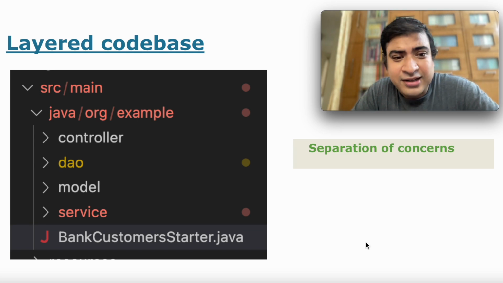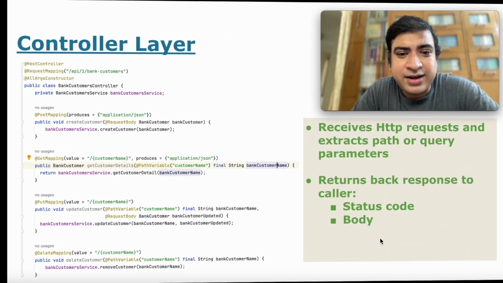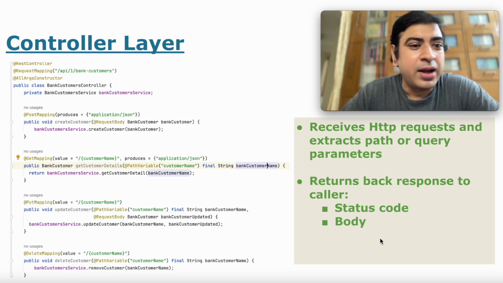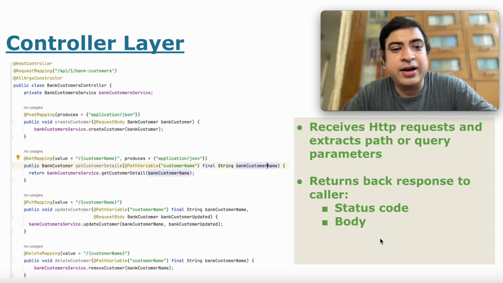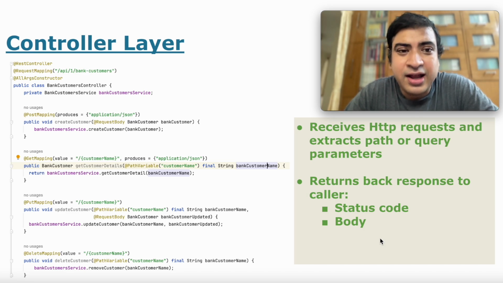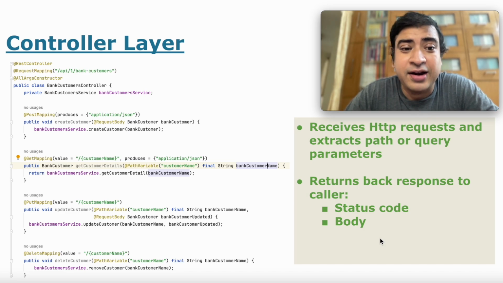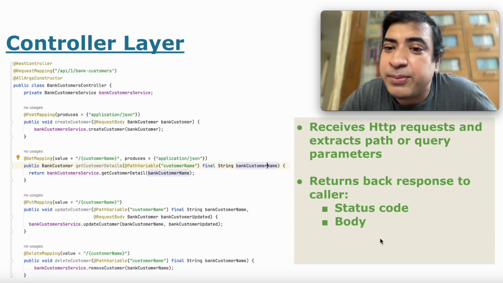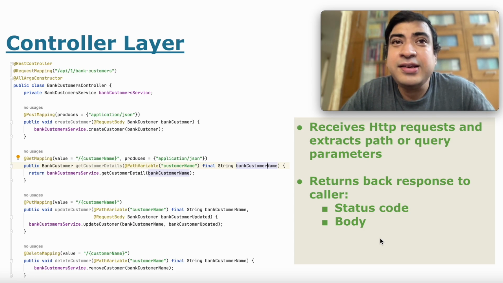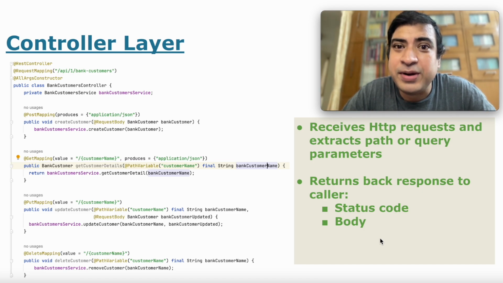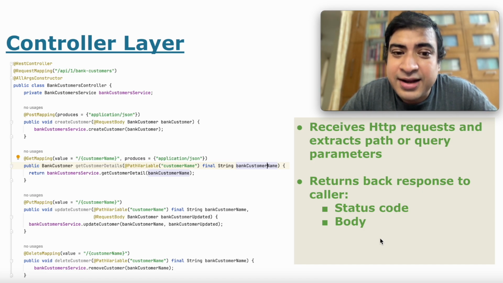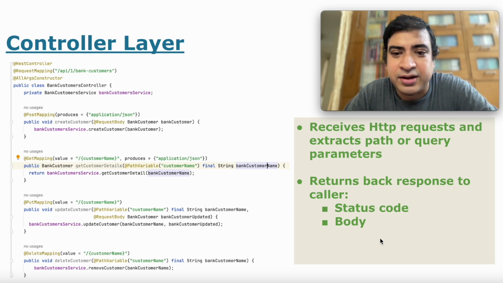Okay, so let's proceed to see what the different layers in a Spring Boot application are, like controller layer, DAO layer, service layer, and what the purpose of every single layer is. First we will see the controller layer, which is the entry point of a Spring Boot application. This is the layer where the Spring Boot framework intercepts the HTTP request and then delegates the HTTP request to a specific method here.